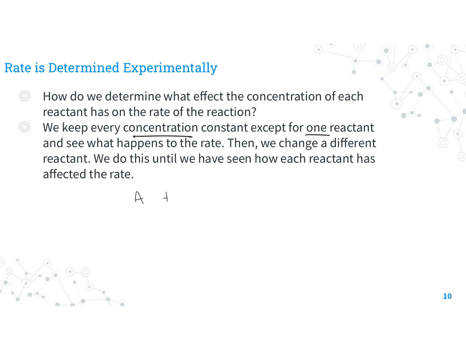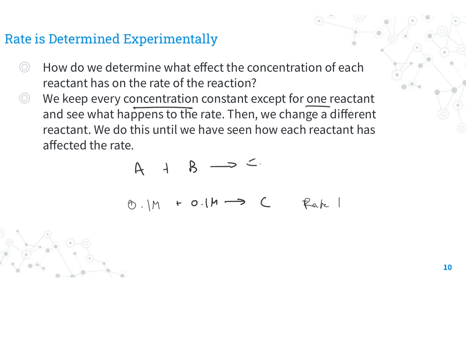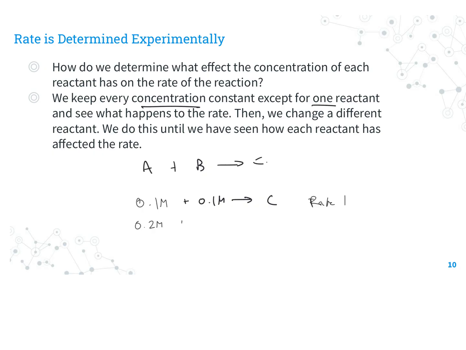And so, for example, let's say I have A plus B makes C. I'll run a reaction, for example, with 0.1 molar A and 0.1 molar B, and then it will make some amount of C, and we'll test the rate. That'll be rate number 1. Then I'll double just one of them, and I'll see rate 2, and I'll see if it changes. And then I'll try the other one. And then I'll get rate 3. And then we'll compare all of those and see what the reaction is actually based on.